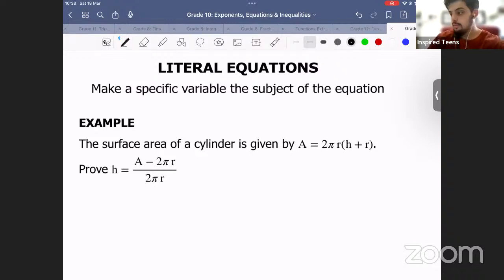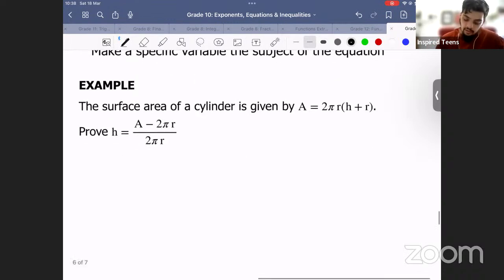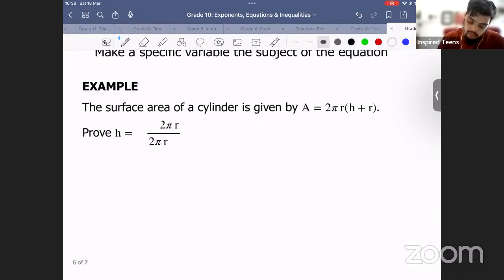Why do we only have one example? Okay, nevertheless. So we have an example: the surface area of a cylinder is given by A is equal to 2 pi r, open brackets H plus R. Okay, so they say prove H is equal to blah blah blah. We don't know about that. They just want us to leave H alone. Let's just make our life simple.